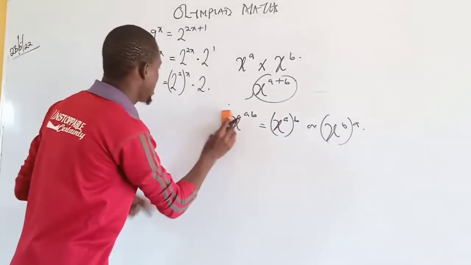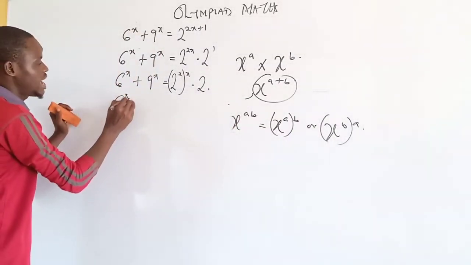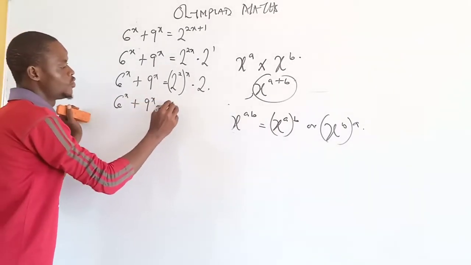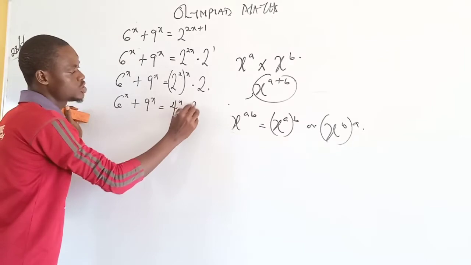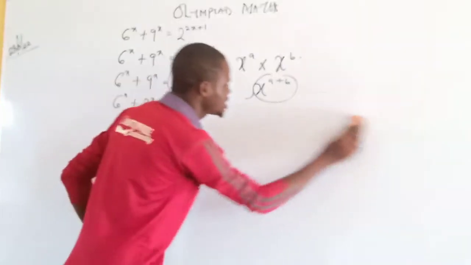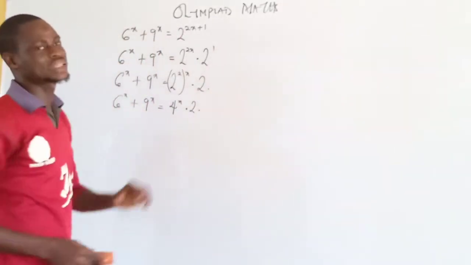Now, here I will be having 6 raised to the power x plus 9 raised to the power x equals to 4 raised to the power x times 2. That is the next step. Now, what is now the next step in this place?